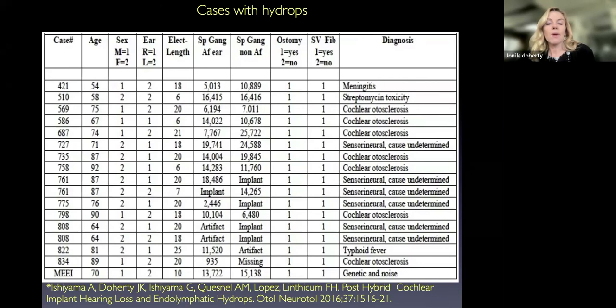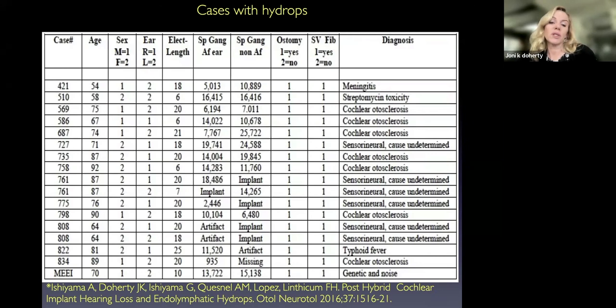Basically, was there a cochleostomy, and was there fibrosis or new bone within the scala vestibuli? So it's 100% yes and yes, and these are the cases that had hydrops. So looking at all the cases with hydrops, they all had a cochleostomy and they all have hydrops.